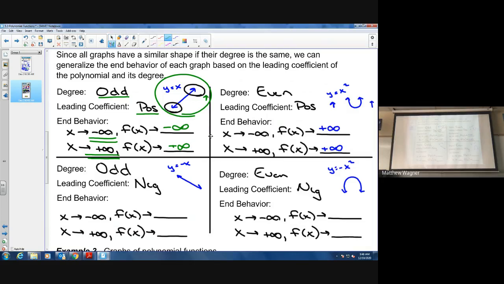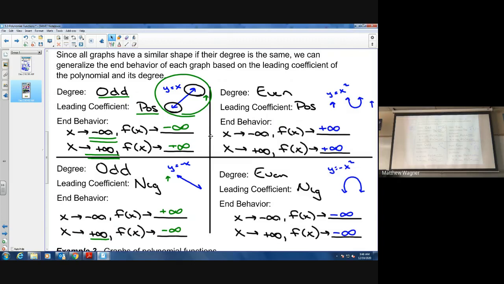As we switch back to odd negative, we have that image of a line with negative slope. So as I go to the left, my graph is actually going up. As I go to the right, my graph is going down. And the fourth and final case, even negative. As my graph goes left and right, my function's values decrease forever, or they go down towards negative infinity.